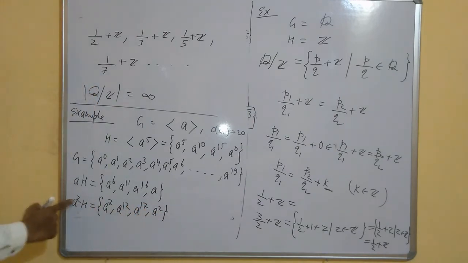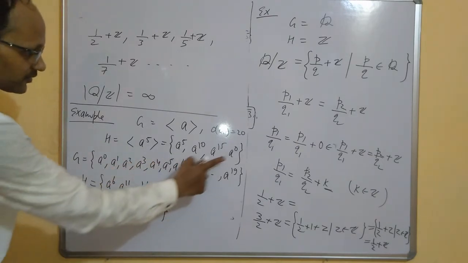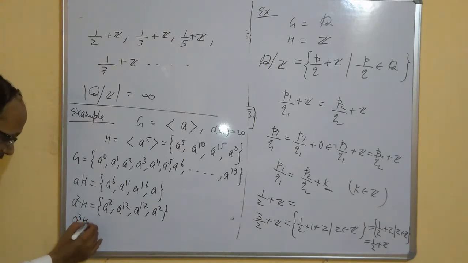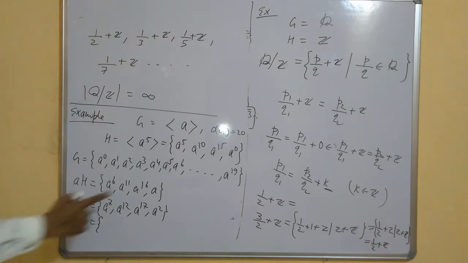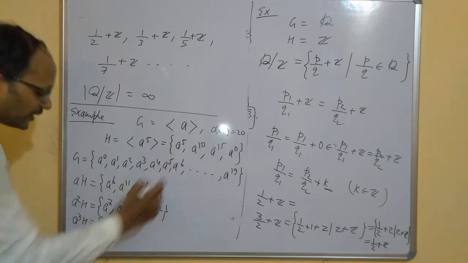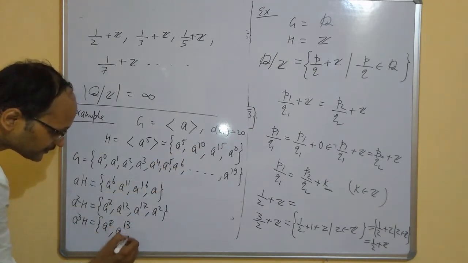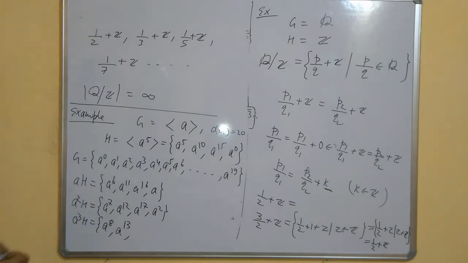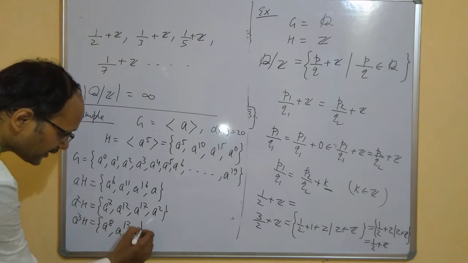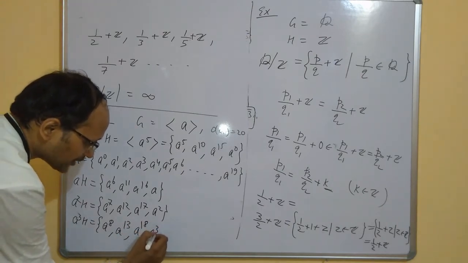So if you look at all the three, then a to the power 3 is not present in any of these three. So let me multiply by a to the power 3 also. When you multiply by a to the power 3, it will become a to the power 8, a to the power 13, a to the power 18, and a to the power 3.